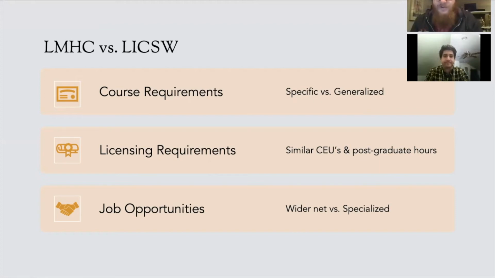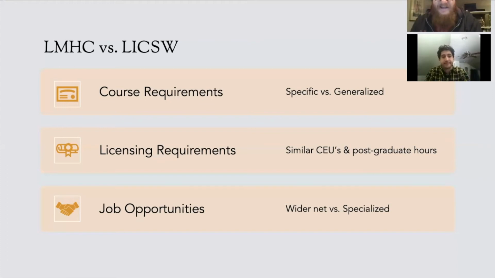It's 30 CEUs every 2 years. Interestingly, if you only go for a social work degree instead of a clinical social work degree, it's actually 20 CEUs every 2 years. And we also noticed some similarities in the postgraduate hours. The LICSW seems to have a bit more hours, but less specified on what those hours are supposed to go towards, whereas the LMHC has specific expectations around direct client contact and then supervision.